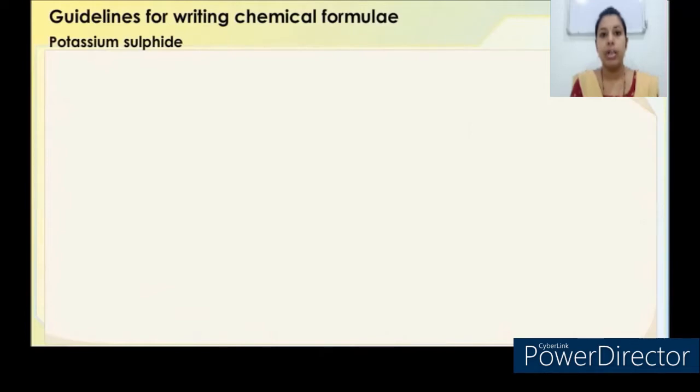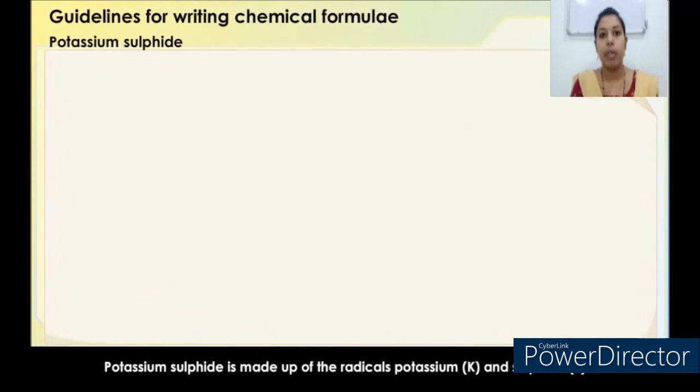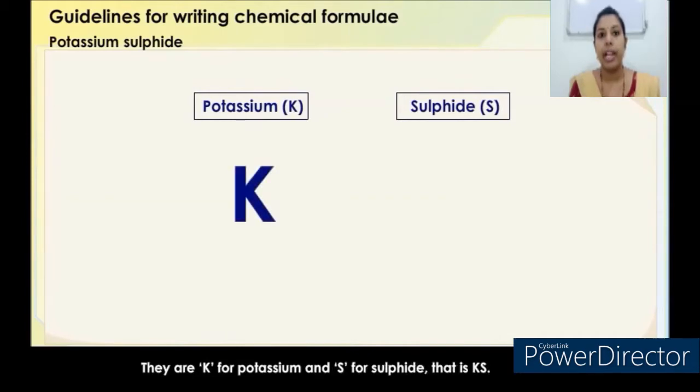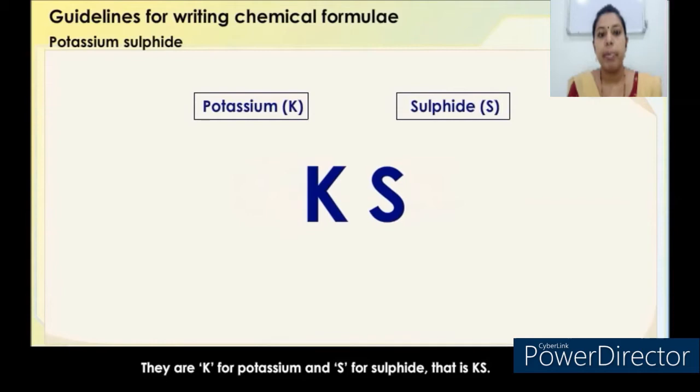Next, we will learn how to write chemical formula. Let's write the chemical formula of some radicals. Potassium sulfide, K2S. Potassium sulfide is made up of the radicals potassium, K, and sulfide, S. For writing the chemical formula, first write the symbols of radicals. They are K for potassium and S for sulfide.